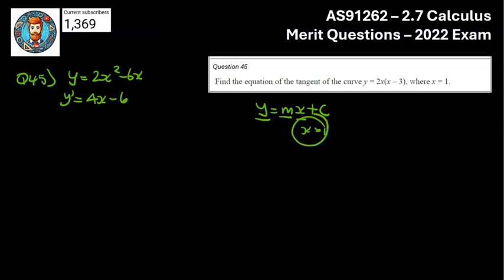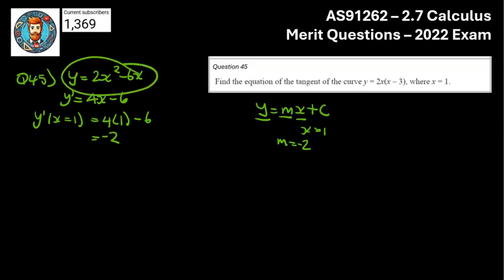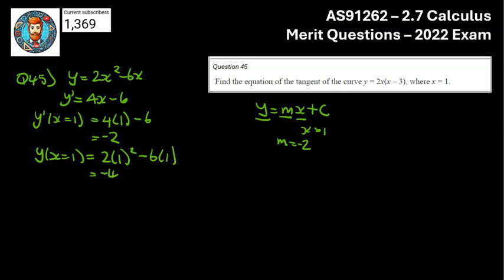I'm now going to substitute in 1 to that gradient function to actually find the gradient when x is equal to 1. So y dash when x is equal to 1 is going to be equal to 4 times 1 minus 6, which is negative 2. So my m value here, m is equal to negative 2. I can now finally find the y value by substituting that back into there. So y when x is equal to positive 1 is going to be 2 times 1 squared minus 6 times 1, and that there is negative 4.